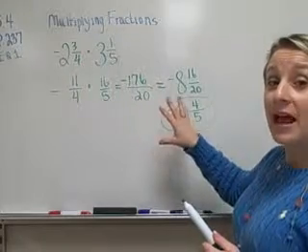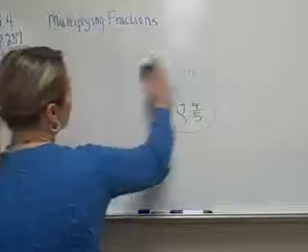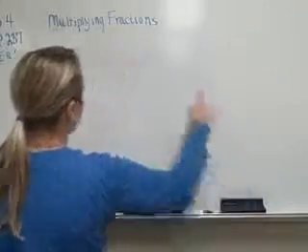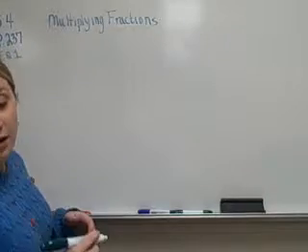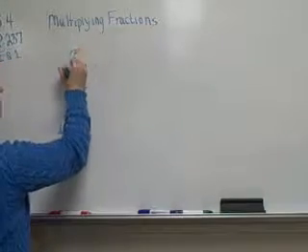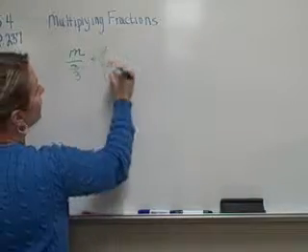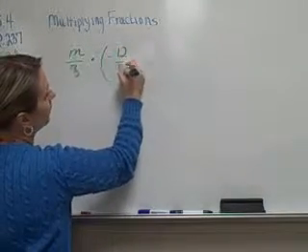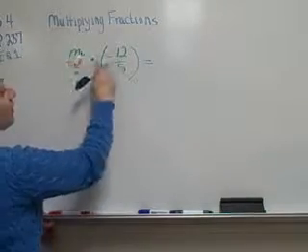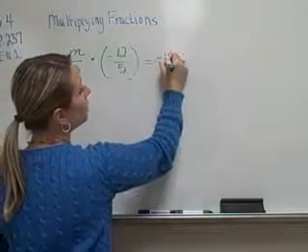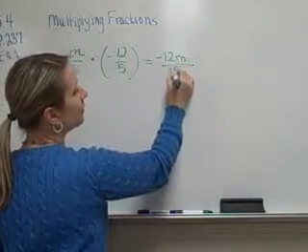Let's throw one in now that has variables in it. Okay? Once you put the variables in it, it makes it a little bit more difficult. Remember, our objective is still to multiply fractions. We're still going to be multiplying them. Let's do this one, m over 3 times negative 12/5. Okay, we still multiply the numerators. M times negative 12 will be negative 12m. 3 times 5 is 15.